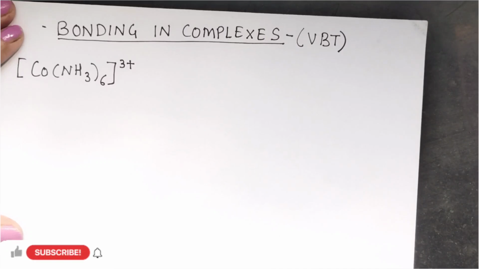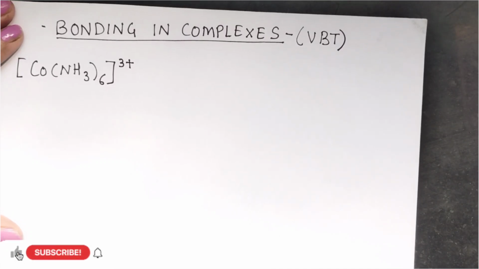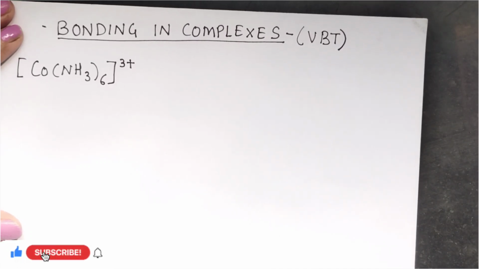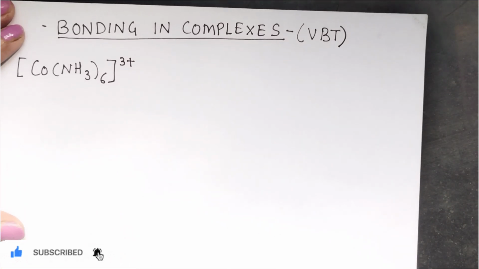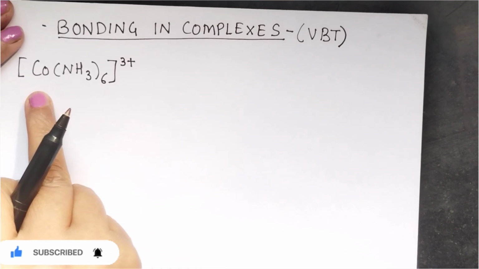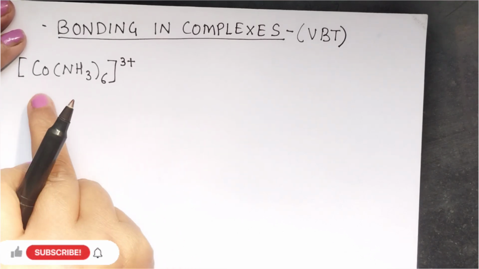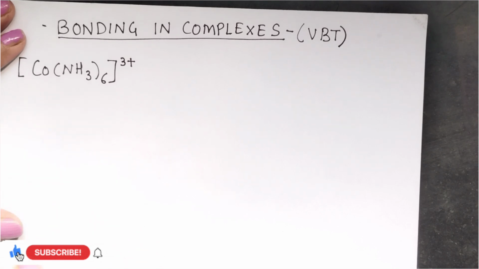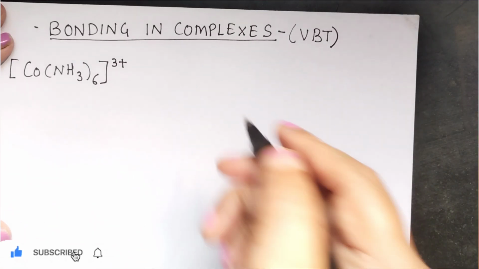Hello students, in this video we are going to see bonding in complexes based on VBT concept. So let's see the first example. Here if you see the molecule, cobalt is the metal and amine is the ligand which is attached to it. So depending upon the complexes, let's first write down some basic things about the complex.